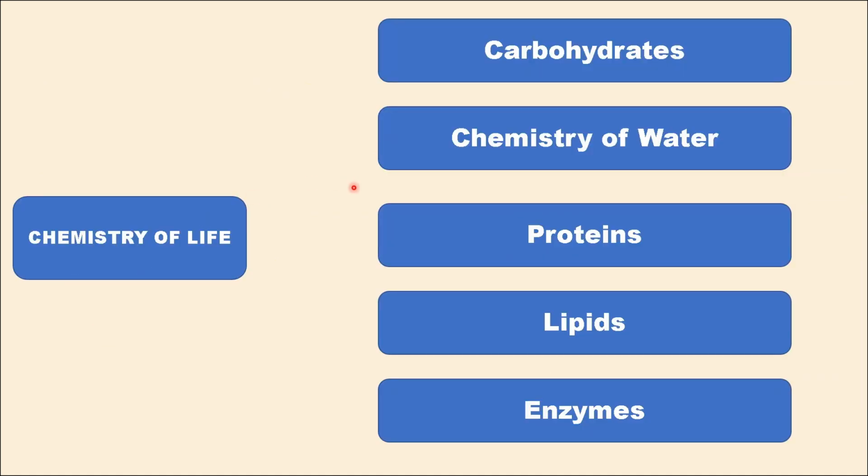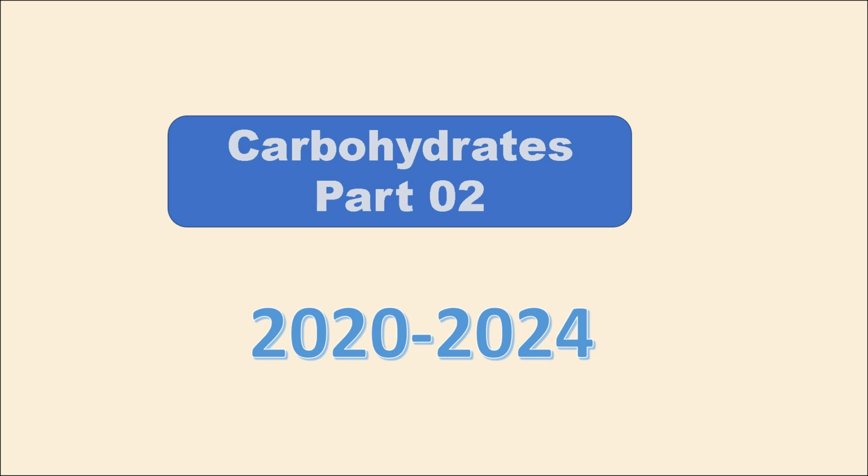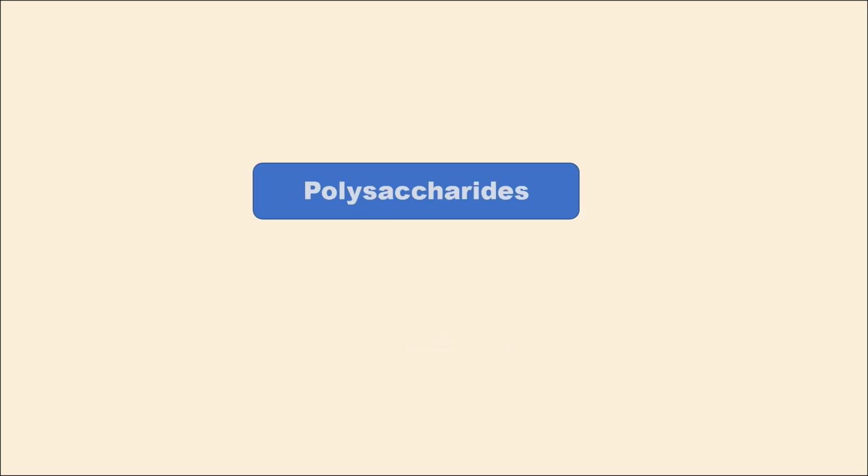As you may know, I have created further categorization under the chemistry of life. In this section, we will explore questions related to carbohydrates, the chemistry of water, proteins, lipids, and enzymes. And right now, our focus is on carbohydrates. We have already completed part 1 of the carbohydrate series, which covered disaccharides, and in part 2 we will tackle questions from 2020 to 2024, specifically focusing on polysaccharides.